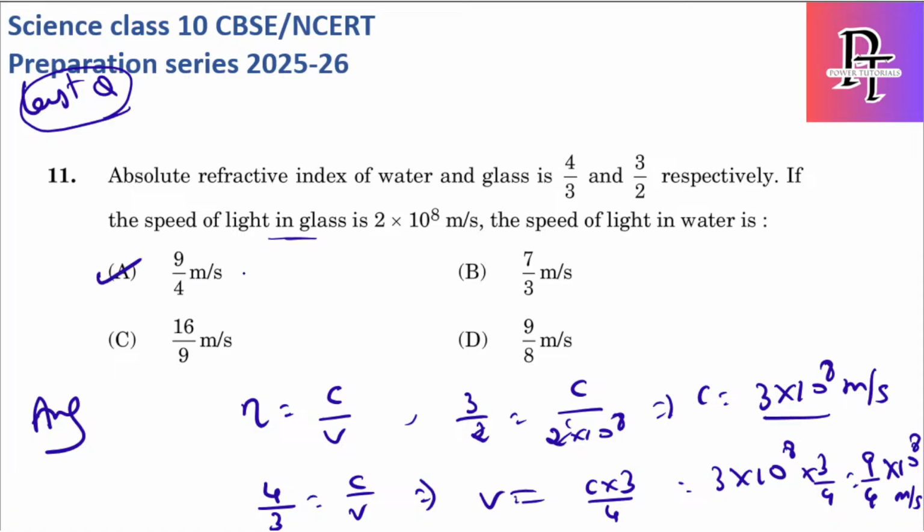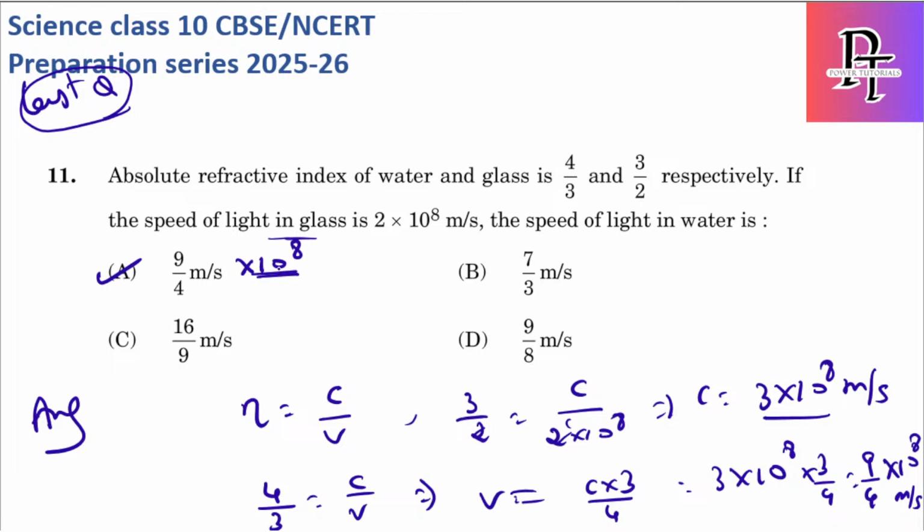Here it's not meter per second, it should be 9 into 10 power 8 by 4 as well. They have missed it in the question, so it's a mistake, but still as per the numbers we can figure out which value it should be. Okay, the answer is 9 by 4 into 10 to the power of 8 meters per second.